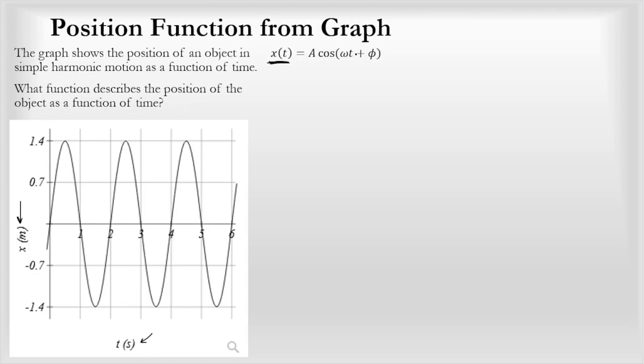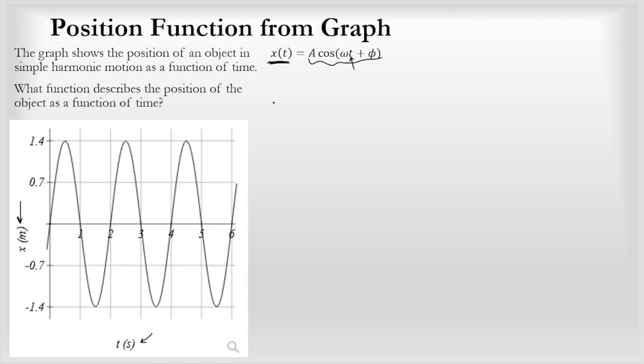Basically what they're asking us to do is fill in all the terms in here. What is the A term? What is the omega term? What is the phi term? T is our variable as a function of time, so we're going to leave that just as a variable. And so we need to figure out the other terms.